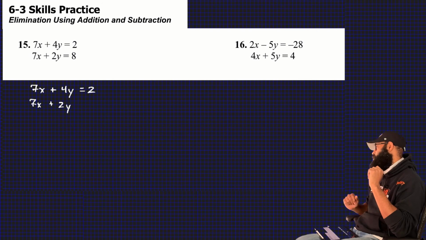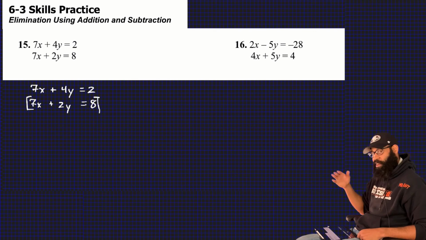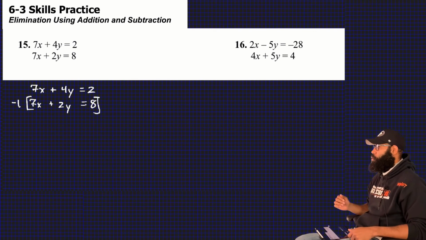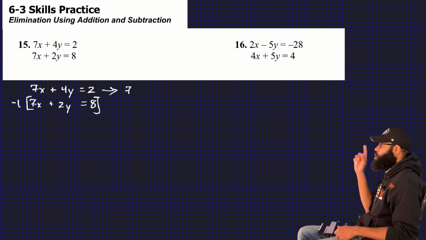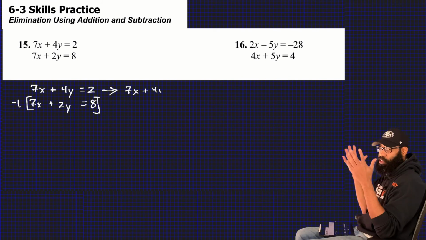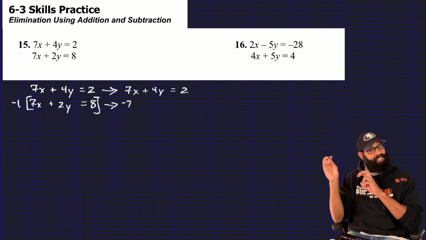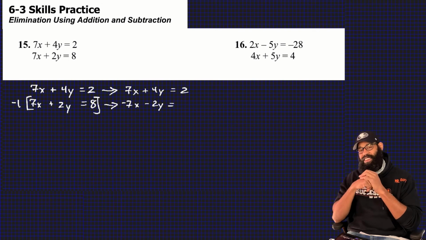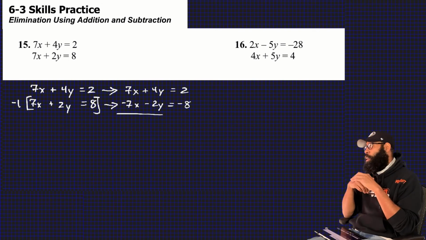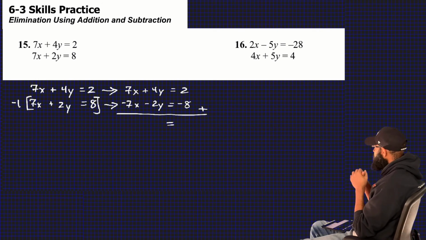Positive, positive, positive, positive, meaning positive 7x, positive 7x. Positive 4y, positive 2y. They're not even different signs. But the coefficients are the same. So since I have a 7 and a 7, just make one of those 7s a negative, and then you got opposites. So you're noticing here's the subtraction to eliminate, and the only reason why we're calling it subtraction is because it's a negative. But bottom equation now, negative 7x minus 2y is equal to negative 8.